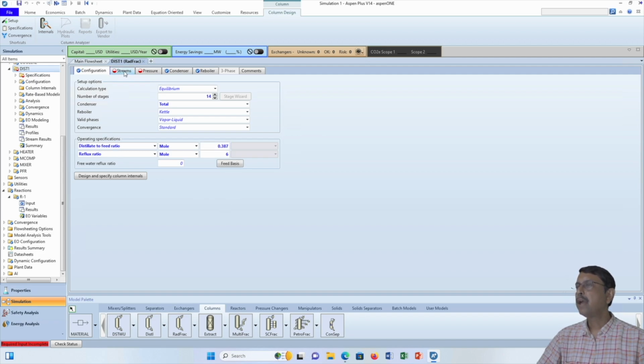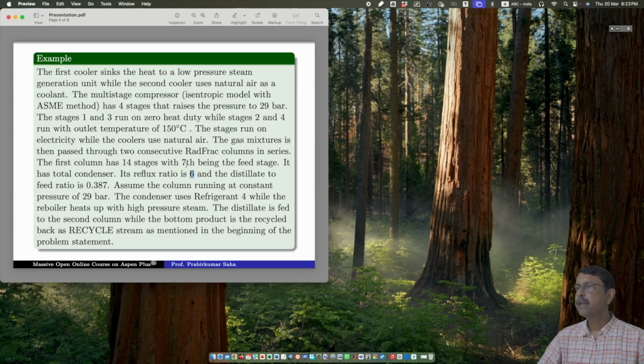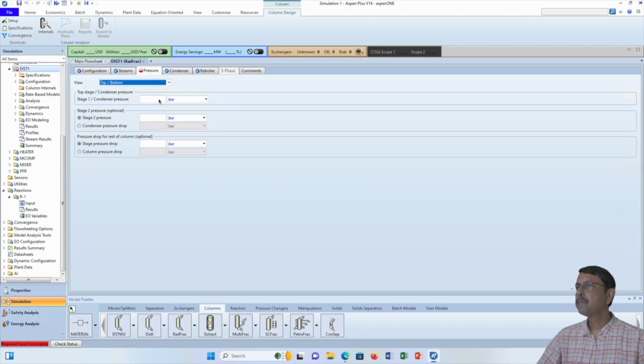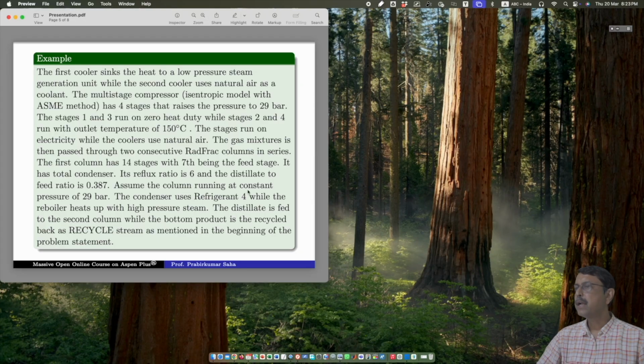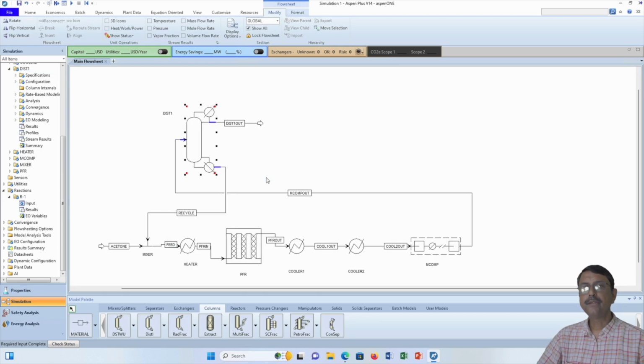Okay, and then in the stream we have to specify the feed stream, which is the 7th. So we have the 7th as the feed stage. Pressure: it is said the column is running at a constant pressure of 29 bar. So it is 29 bar, and the entire column pressure drop is 0. Okay, so that's how we fix the distillation column 1.